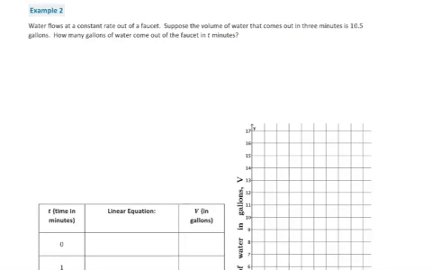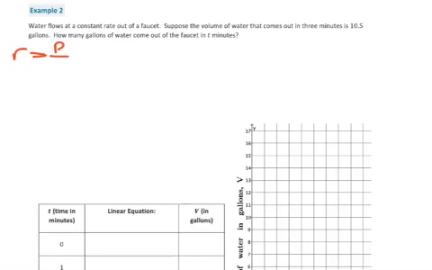So let's read example 2 together. It says water flows at a constant rate out of a faucet. Suppose the volume of water that comes out in 3 minutes is 10.5 gallons. How many gallons of water come out of the faucet in t minutes? Okay, so let's go ahead and set up our equation. So we want to know what our rate is.